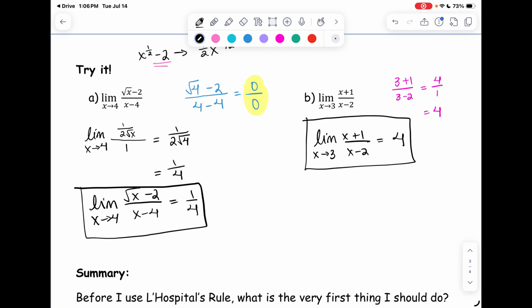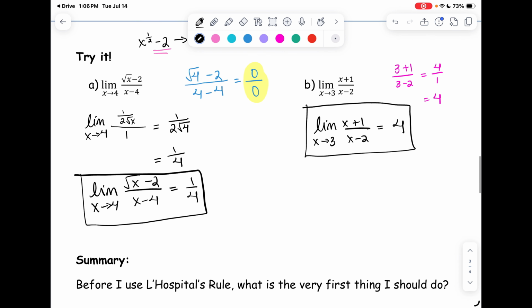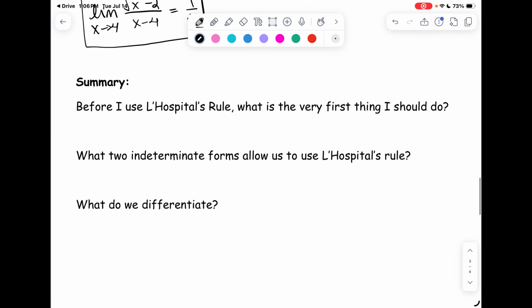And then I would stop and say, does anybody have any questions at this point? And then we would move on to the summary. I want to give you guys about 30 seconds to try and answer these 3 questions on your own, and then we will go through them together.